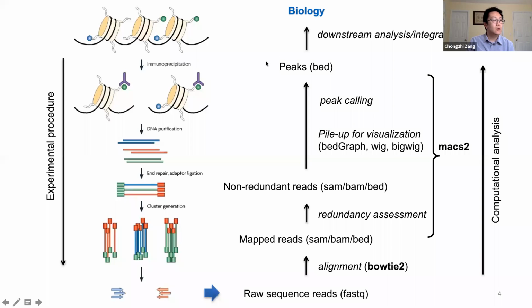So now we have obtained the identified peak information, telling us the genomic regions that have transcription factor binding or are enriched for histone marks. Now we will do some downstream analysis to interpret these peaks we identified.